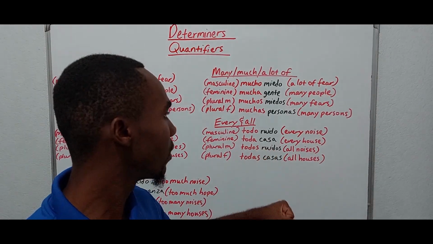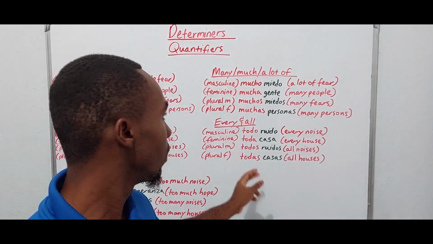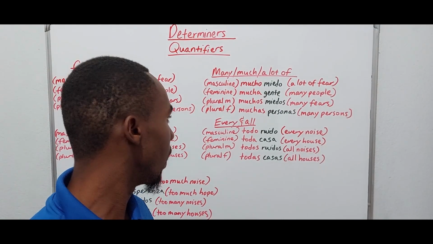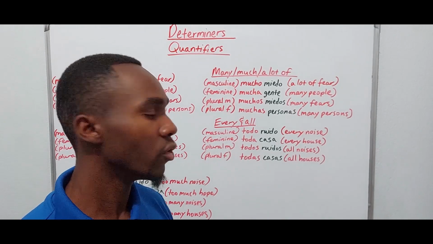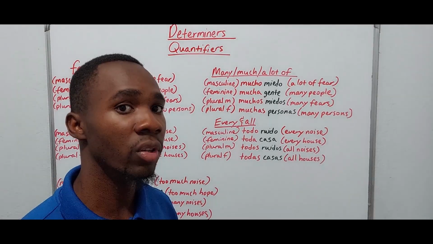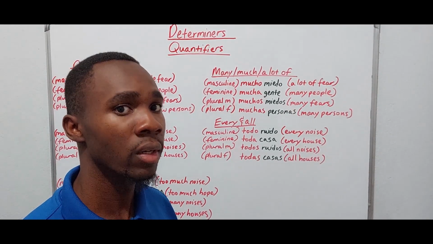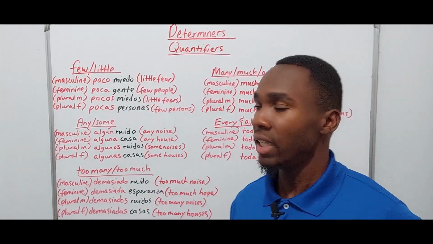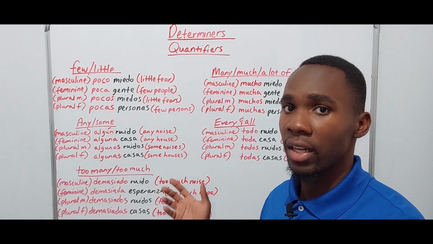Toda casa, every house. Toda casa, every house. Todos ruidos, all noises. And todas casas, all houses. Right? So you see how the quantifier will change to agree with the noun it's describing in terms of gender and number. Alright? So these are quantifiers. These are the main quantifiers that are affected by gender.